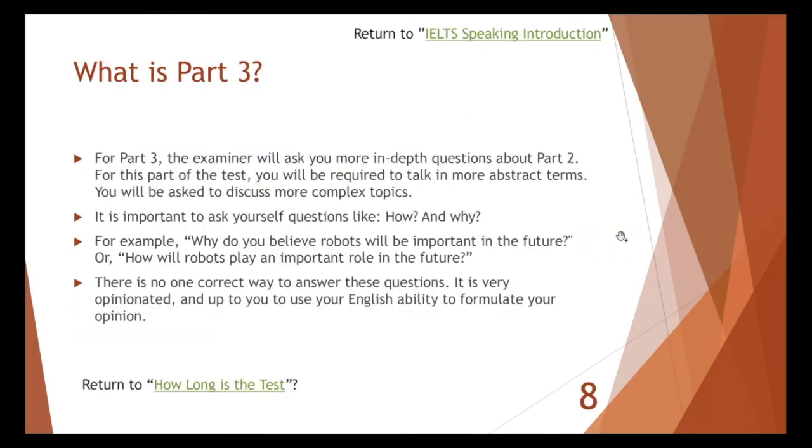For part 3, this is the most difficult part of the exam, and the examiner will ask you more in-depth questions about part 2. So you will be required to talk in more abstract terms. You will be asked to discuss more complex topics and answer questions like how and why. For example, why do you believe robots will be important in the future? Or how will robots play an important role in the future? There is no one correct way to answer these questions, so it is very opinionated and up to you to use your English ability to formulate your opinion. So be able to answer the questions logically.